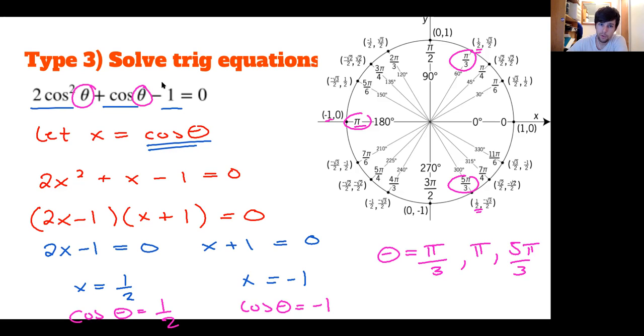When you have a multiple for your variable here, if instead it was like 2 theta or 5 theta or whatever, then we've got to be careful because we've modified the period. The graph might repeat itself more than once over this interval, thus creating more solutions. So anyway, in this case, since it's just theta there, we're good to go. We found them. We're done.